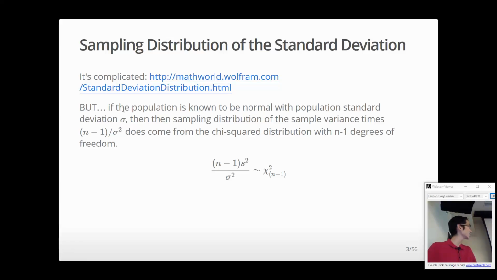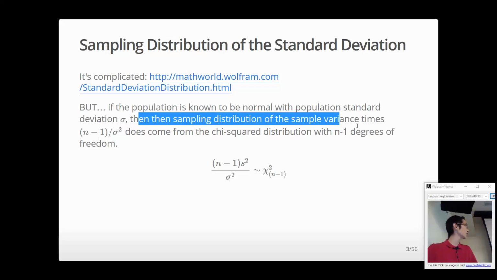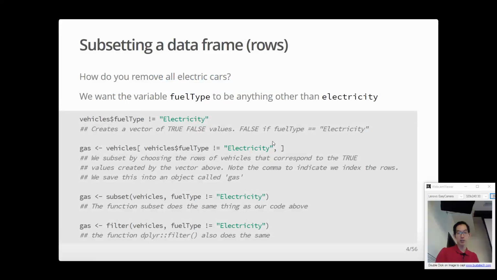But if you do know that the population is normal with a population standard deviation sigma, so if these are known, then the sampling distribution of the sample variance times this factor comes from the chi-square distribution with n-1 degrees of freedom. So the sample variance, s squared, times this factor will come from the chi-square distribution. I think a student had that question, so just to address that, here we go.